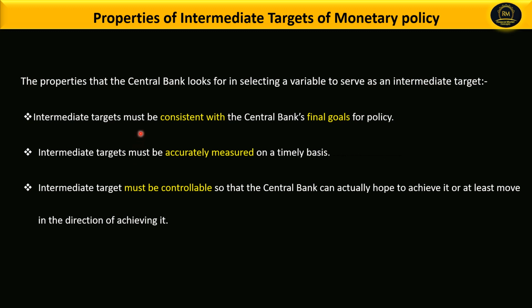So that means the three important points which you have to remember are that the intermediate target must be consistent with the final target or goals of monetary policy, it must be accurately measured on a timely basis, and it must be controllable by the central bank.